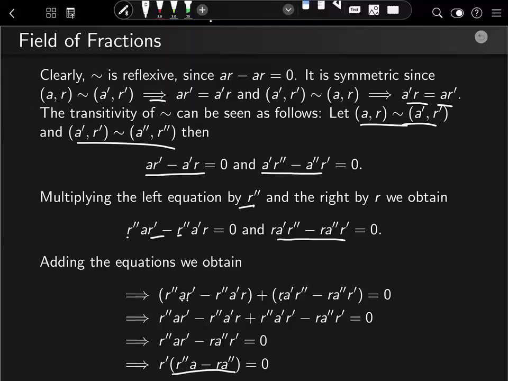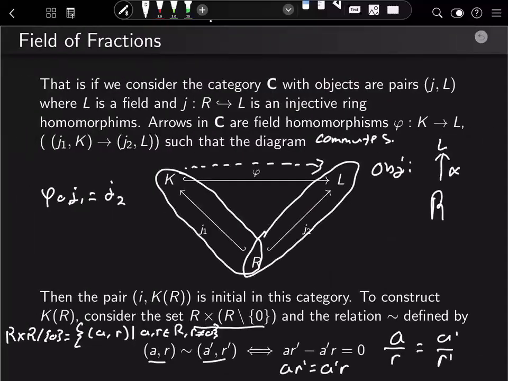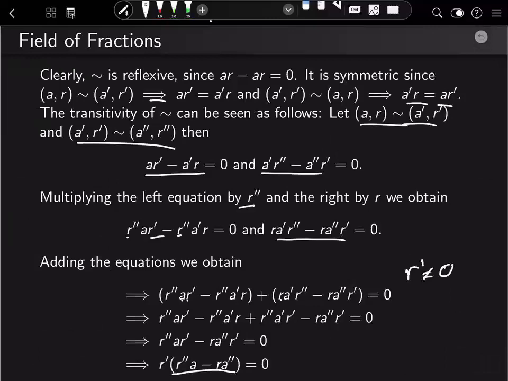Now, we know that R prime is not equal to 0, because if we recall from our definition over here, the second factor is being pulled from a pool of elements from the integral domain that's not 0, right? So we don't have to worry about this being 0. Because we're in an integral domain, since this product is 0, this implies that R double prime A minus R A double prime is equal to 0, which is precisely the condition that A R is related to A double prime R double prime. So we see that this is indeed transitive.